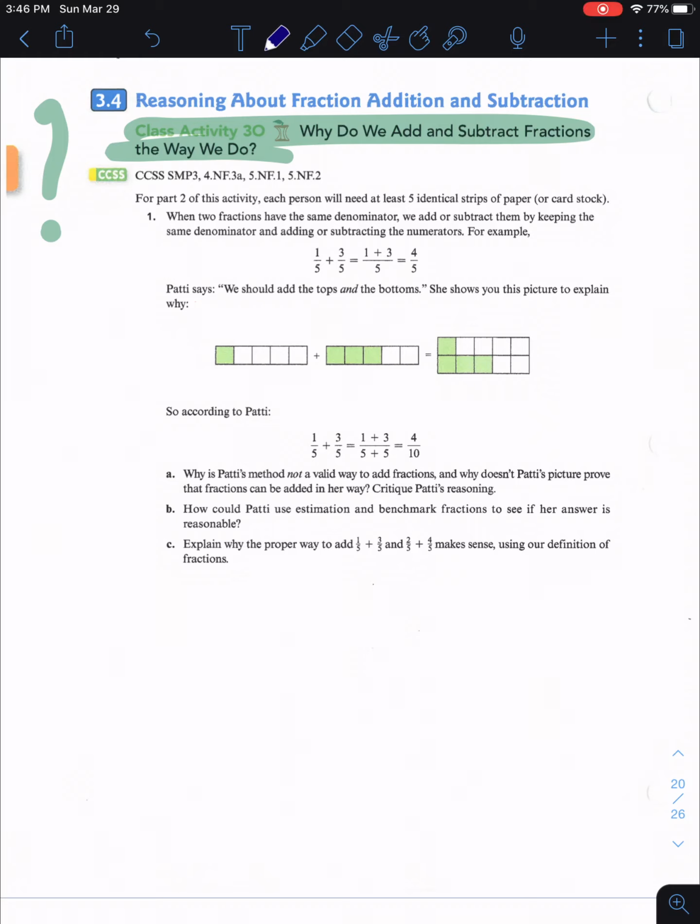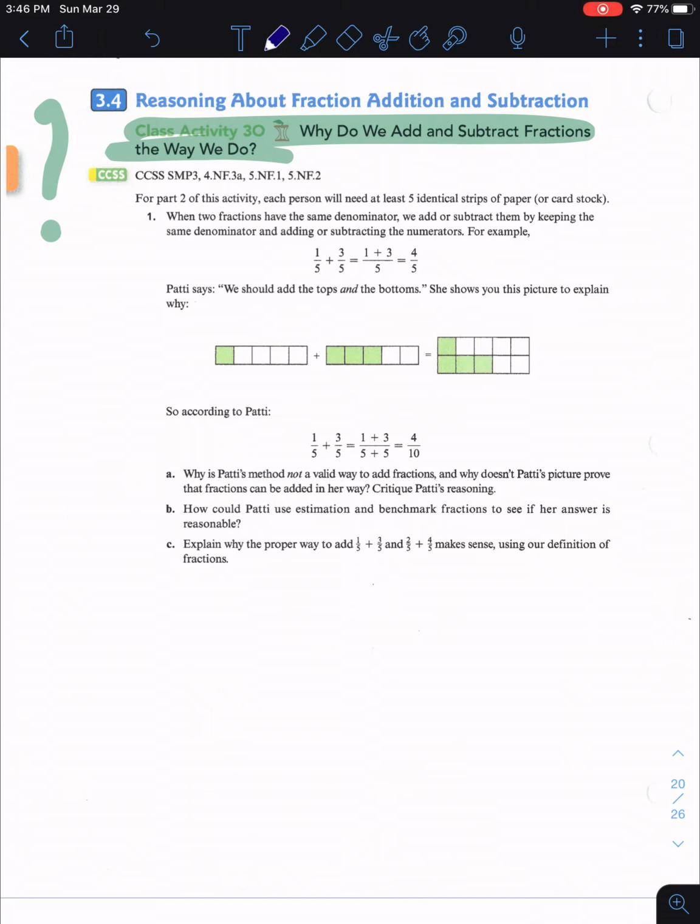Okay, so now that we've looked at the context of addition and subtraction, we've also looked at the actual strategies for adding and subtracting and evaluating expressions. Now let's look at fractions. So why do we add and subtract fractions the way we do?